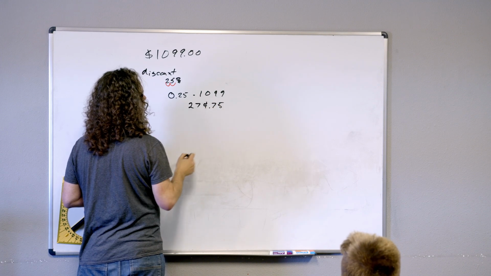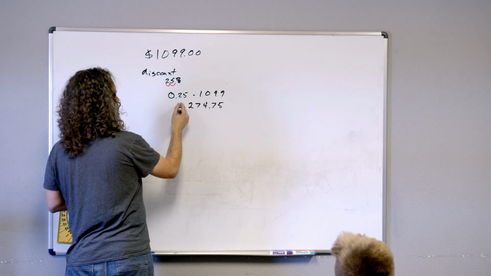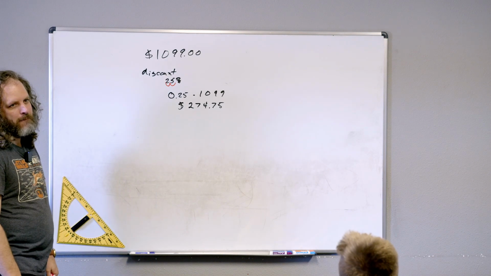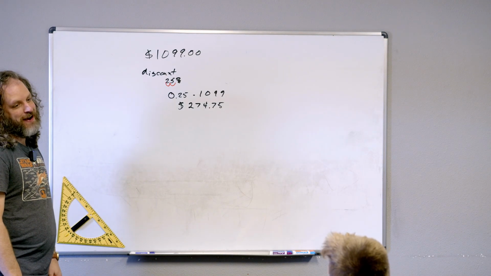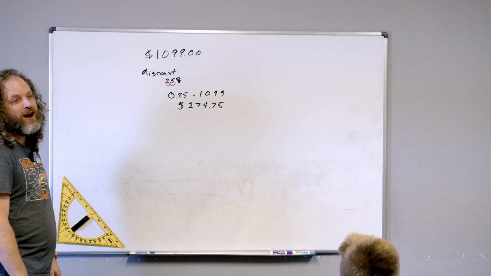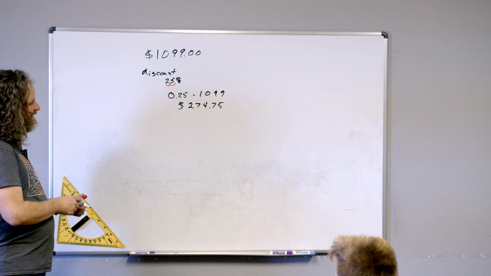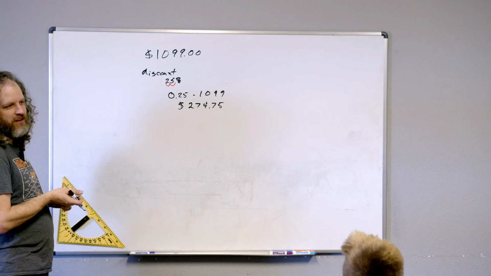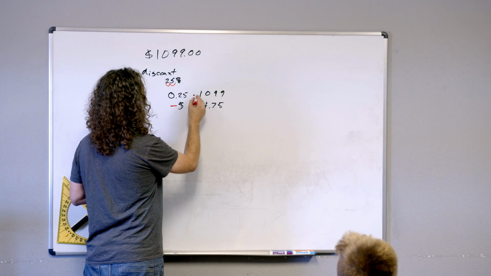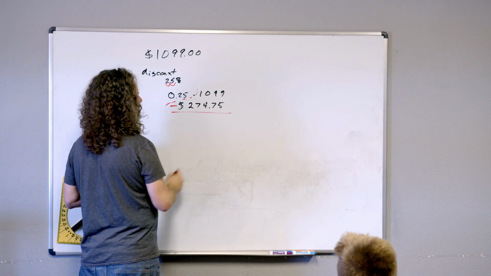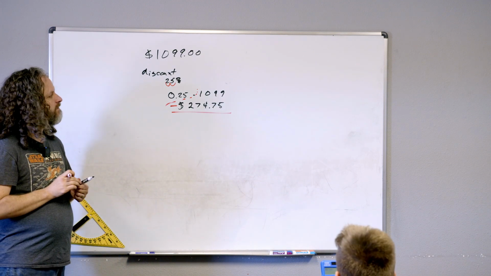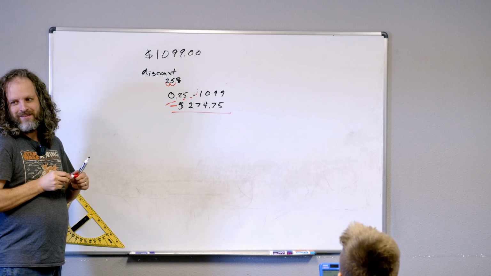$274.75. Okay. So this computer is not going to cost $274.75 to buy. That doesn't make any sense. That would be 75% off. Yeah, that would be 75% off, which would be a great deal. So now we need to figure out how much we're actually paying for the thing. So what do we need to do? Subtract. Yeah. Subtract that from this. Right? It's a great price. Well, it's 25% off.